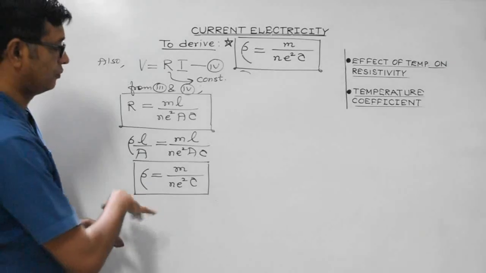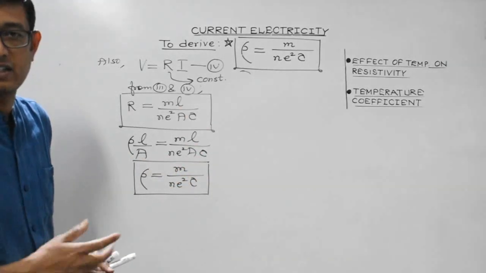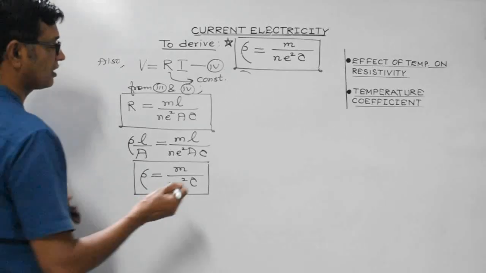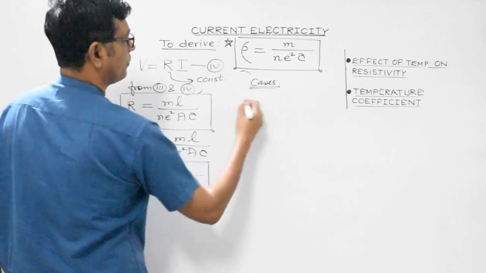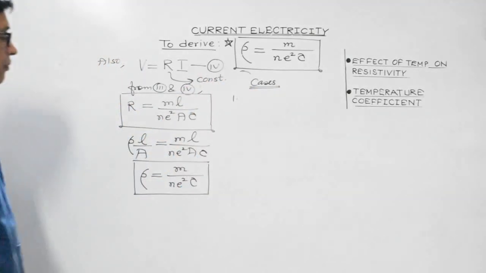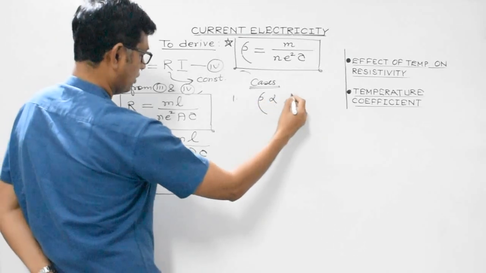Now before proceeding, we need to discuss it theoretically. We need to interpret it correctly, right? So let's consider the cases. So first one, rho is inversely proportional to n.